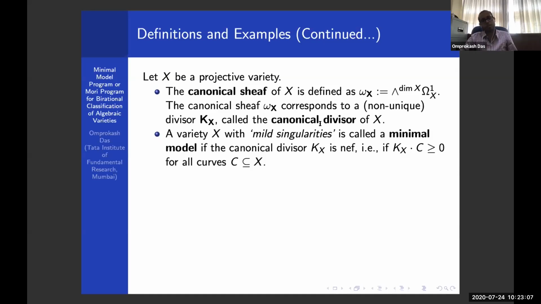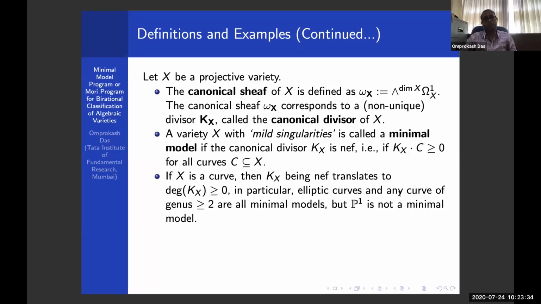So I have quote unquote mild singularities. I'm not going to specify what mild singularity means, so it's totally not possible. But just assume that singularities are good. We have good control over the singularity. So for now we simply assume there is no singularity, it's just smooth. A variety with mild singularities is called a minimal model if the canonical divisor is nef, i.e. Kx dot C is greater than or equal to 0 for all curves C.